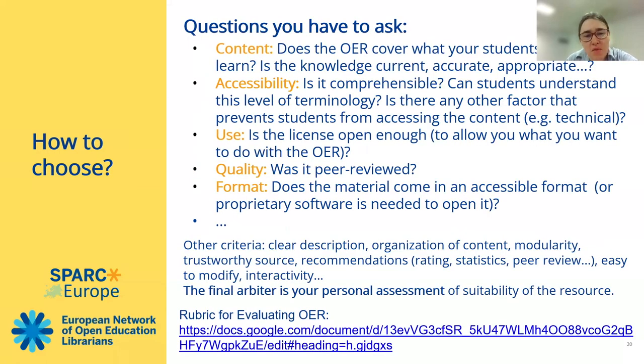So when we find a resource and want to know if it's the right one, we can ask many questions. The first is about content, if it covers what our students need to learn, and if the knowledge is current, accurate, and appropriate for the age or context of the learners. The second question may be on accessibility. Is the resource comprehensible? Can students understand this level of terminology? Is there any other factor that prevents students from accessing the content, for example, technical aspects? Will the students at the time of learning have laptops or tablets or not?